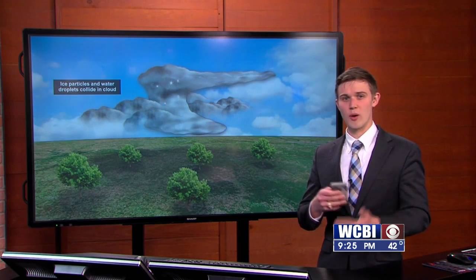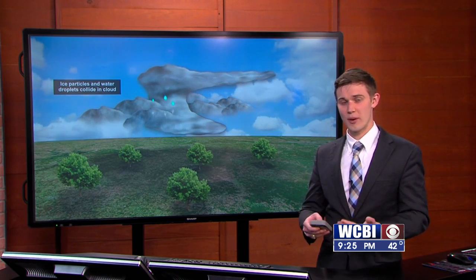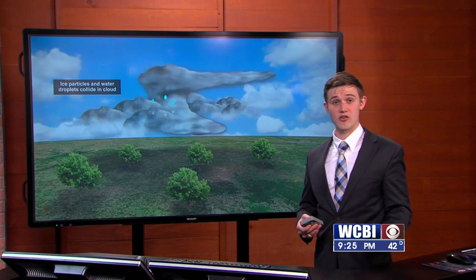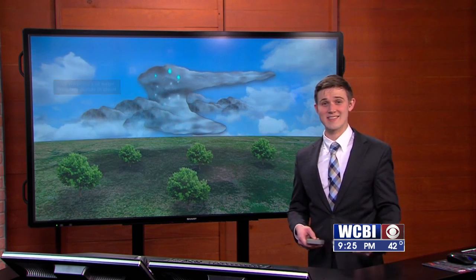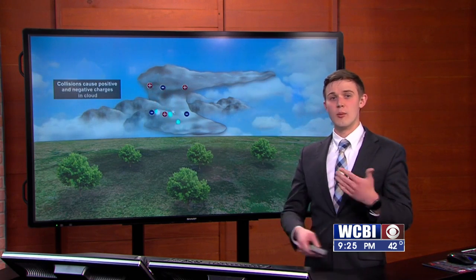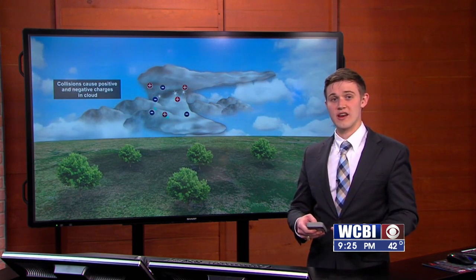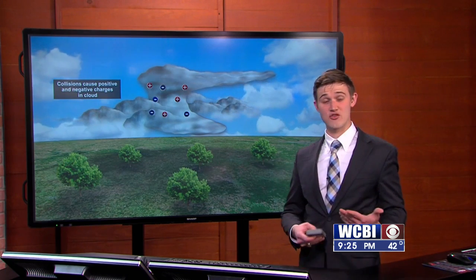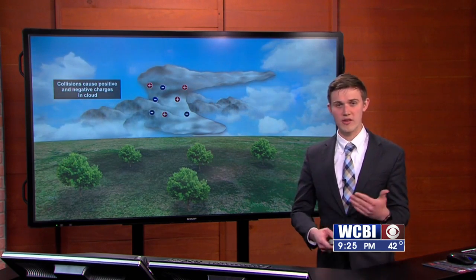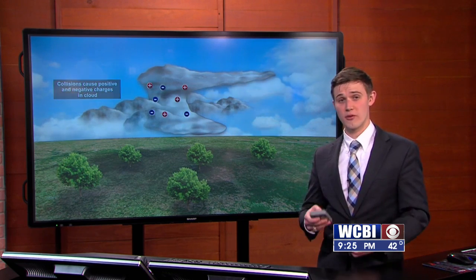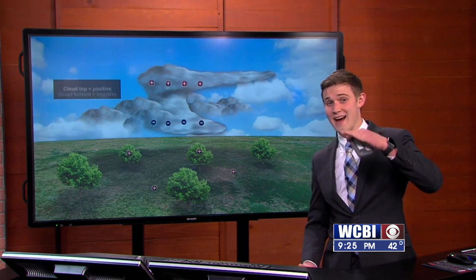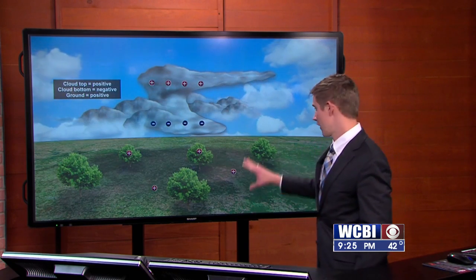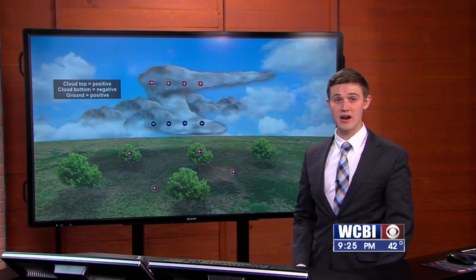If you've ever rubbed a blanket together or rubbed a pair of socks together, you get that static electricity. That's basically the same principle that we're looking at right here inside a thundercloud. As you get more and more friction inside this cloud, you get more and more positive and negative charges that begin to build up, and as they build up, they start to separate out so that you get a layer of positive charge at the top and then a layer of negative charge at the bottom of the cloud.